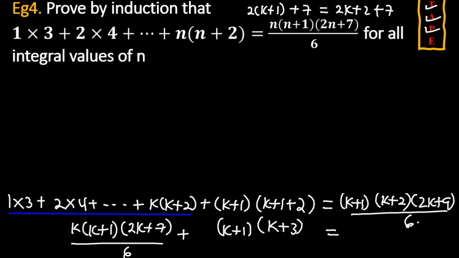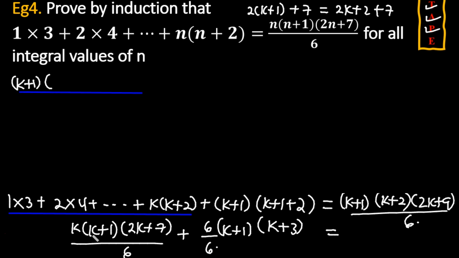So we are going to simplify the left hand side. What I'm going to do first, I'm going to make sure that they have the common denominator. And how am I going to achieve it? I'm going to multiply by 6 and then I divide by 6. So when I do it, the common factor is k plus 1 because it is happening here and at the same time there. So I pull it out.